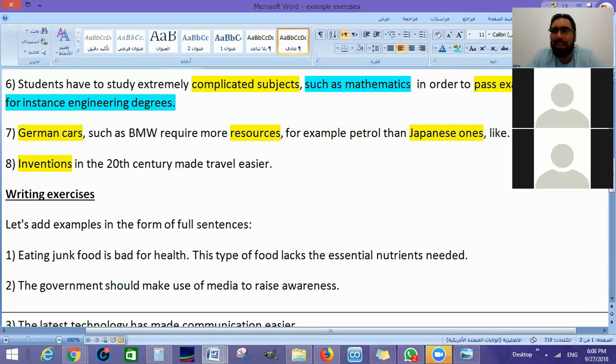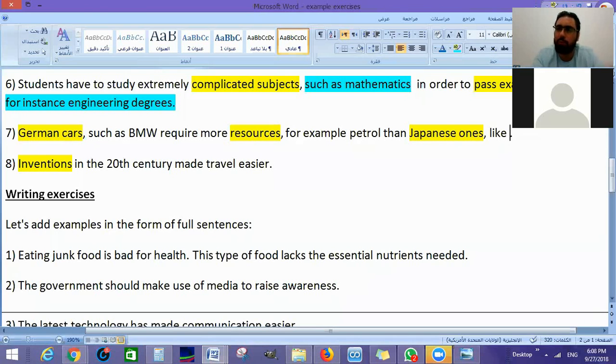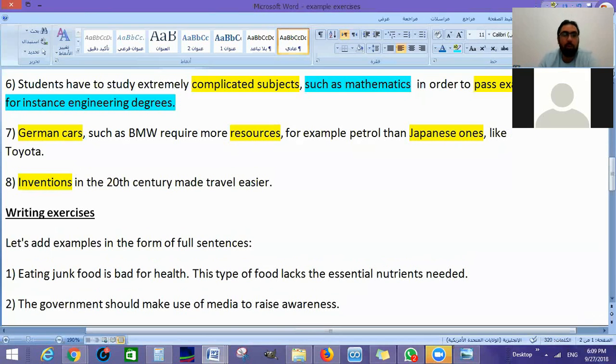I'm going to say like. Like is a little bit informal, but it's not that bad. I would prefer that you use like. It's probably better than saying such as so many times, or for example so many times, and so on. So I'd rather you put a linker like, rather than keep on repeating the same ones. So Japanese ones like Toyota, maybe. Okay.